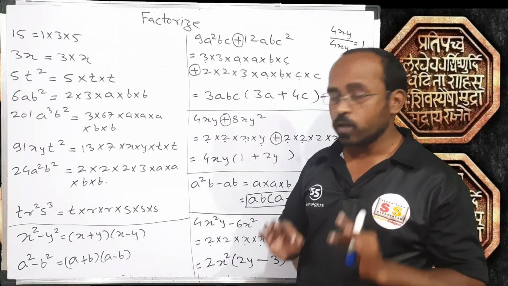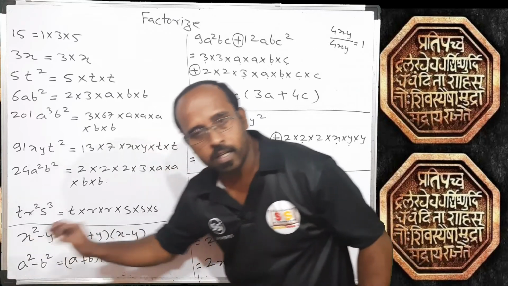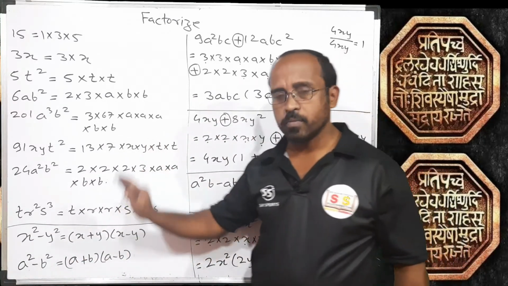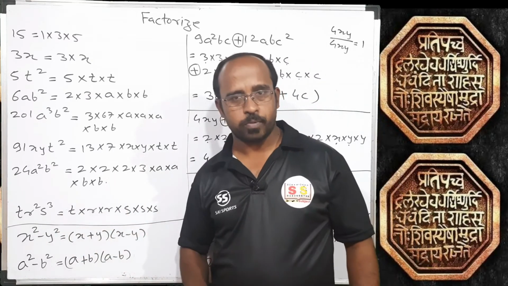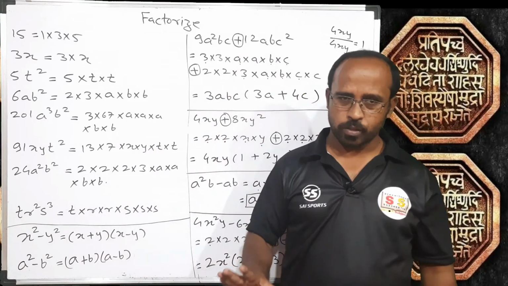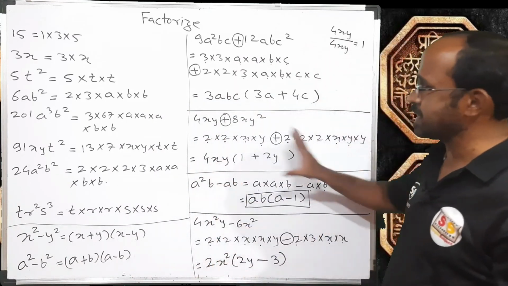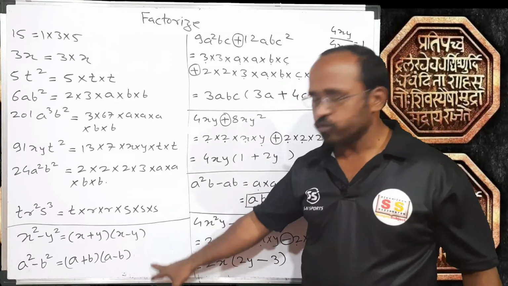But it is only possible if they are in this kind of format. A square minus b square means first term is square of something as well as second term is also square of something, and it is subtracted from the first term. Okay students, so this is all about factorizing a binomial. I'm going to tell you a few more examples of this type.